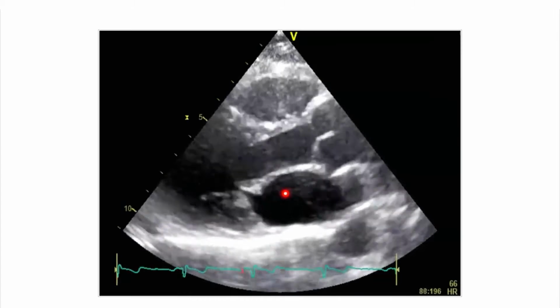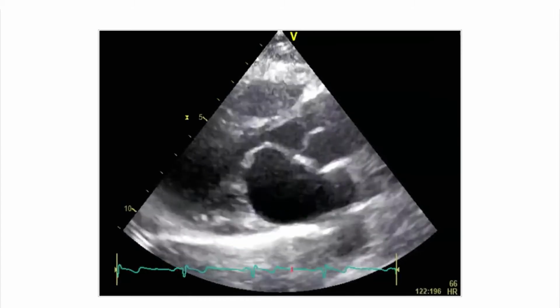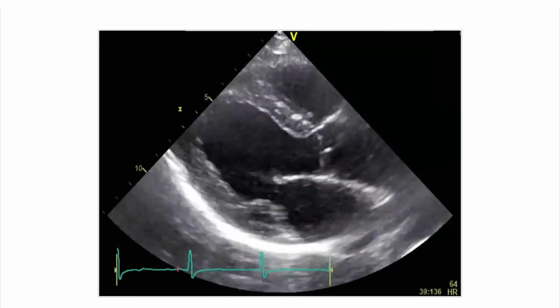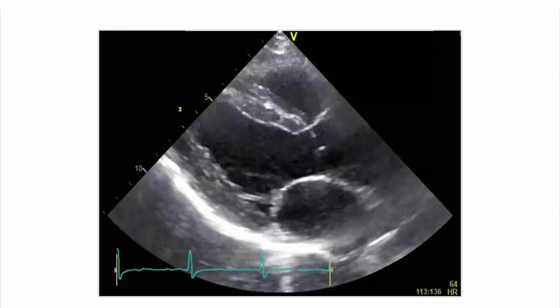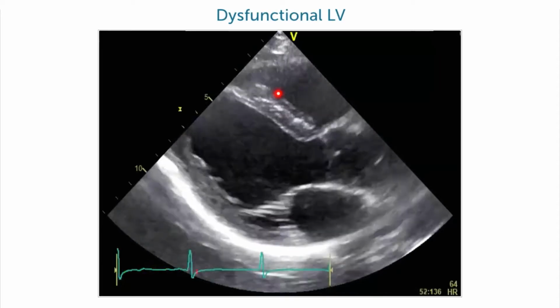Here's a parasternal long axis view where the mitral valve looks kind of awkward. There's a strange motion of the anterior leaflet. You'll find out later that this is mitral valve stenosis. And here, for instance, is a good parasternal long axis view, but this patient has a dysfunctioning left ventricle. Yes, function definitely is not normal here.